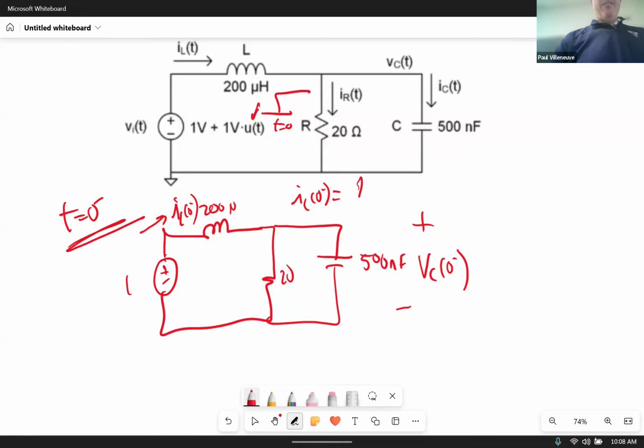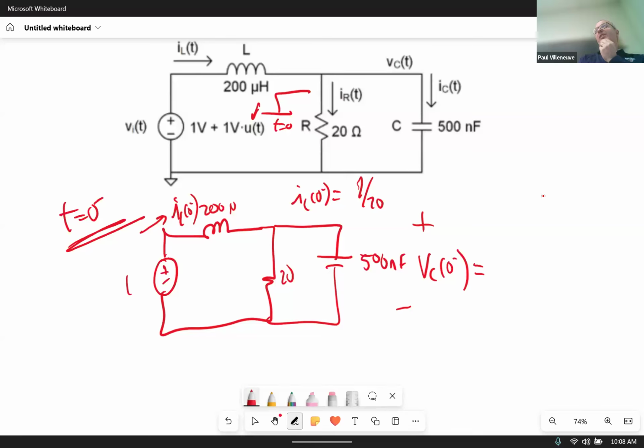Yeah. Very good, Henry. It's 1 divided by 20 because the inductor shorted out. What about here? What is that? So what's the voltage VC of 0 minus equal to? 0? Everybody agree with that?